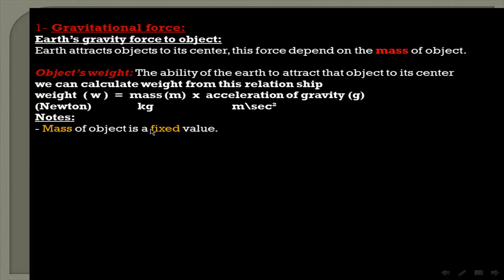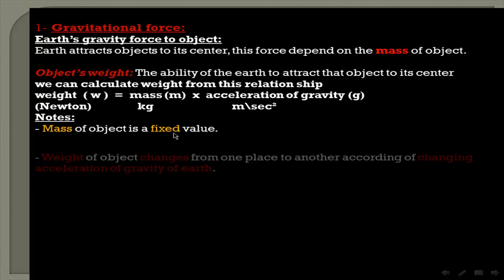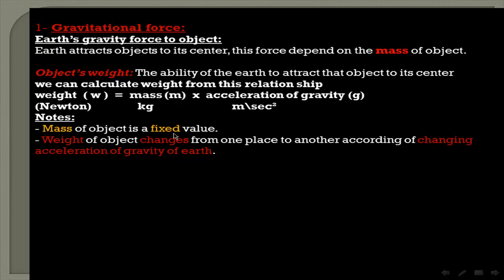Notes: the mass of an object is a fixed value. As we studied before, mass has a fixed value and doesn't change by changing places. The weight of an object changes from one place to another according to the changing acceleration of gravity of Earth. So, you must know that the mass of any object has a fixed value, while the weight of an object changes from one place to another. Why? Weight changes due to the changing of acceleration of gravity of Earth.